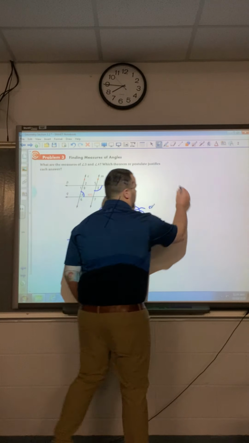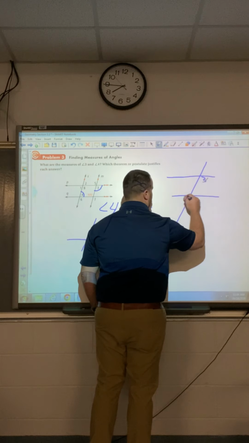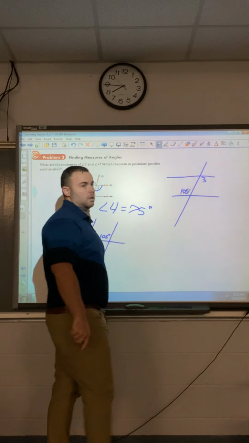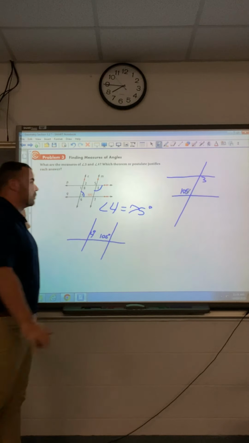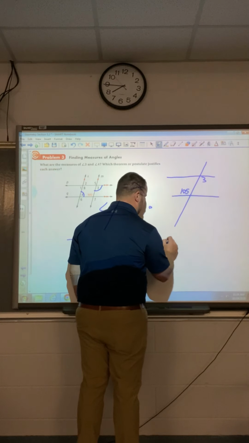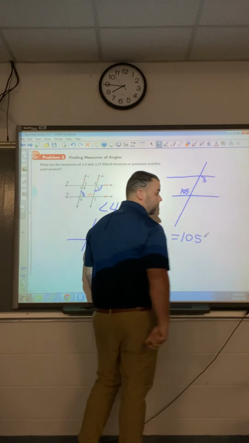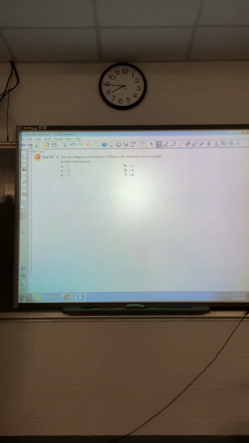Now let's look at angle 3. I'm going to redraw it. Okay, angle 3. This one's 105. What are those two angles? 3 needs to be 75. Nope. Alternate interior angles are equal. So what is angle 3? Good. Good with that? Yes, sir. Alright, use the diagram.